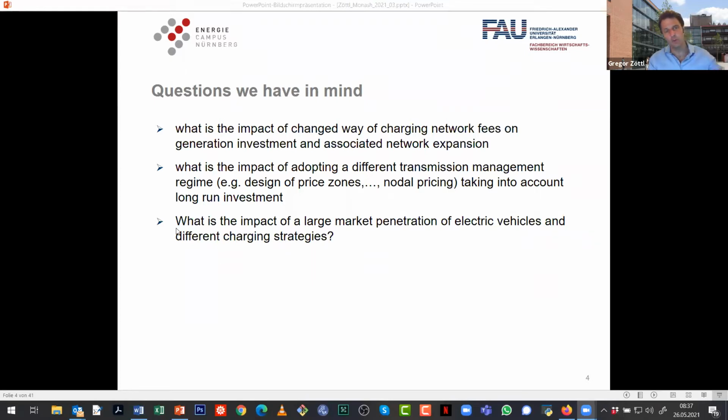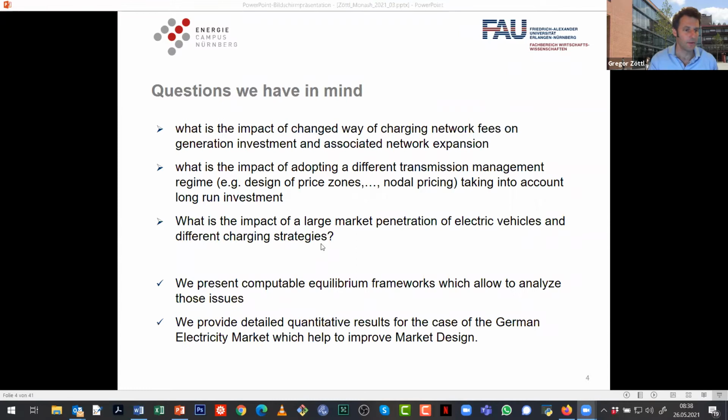If we include electric vehicles and their charging strategies into this modeling approach, clearly that's one part of the consumption side, and so we will also see something there. How do we approach those questions which we have in mind?